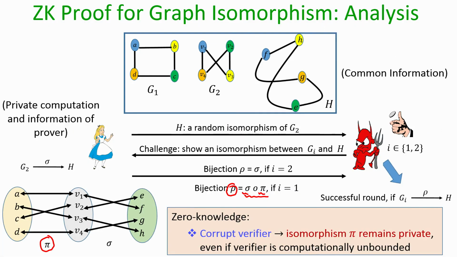That shows that the zero knowledge proof system that we have designed for the graph isomorphism problem indeed satisfies all the requirements of a zero knowledge proof system for the graph isomorphism problem.